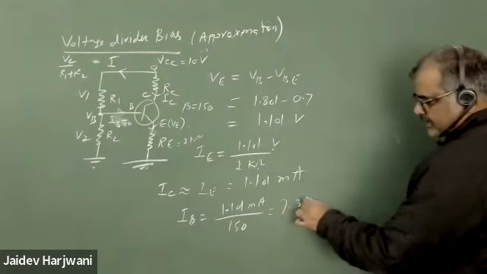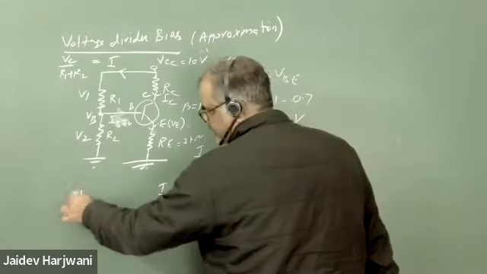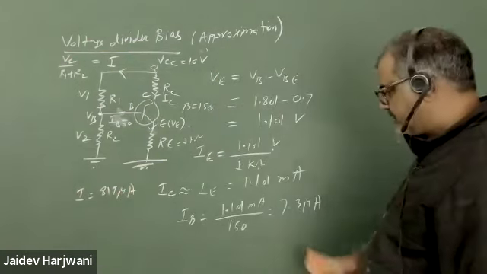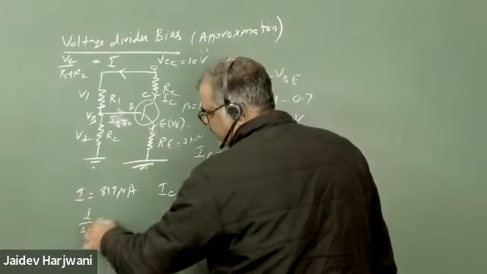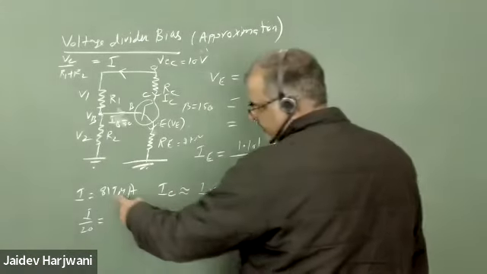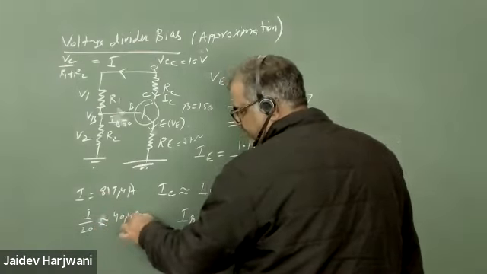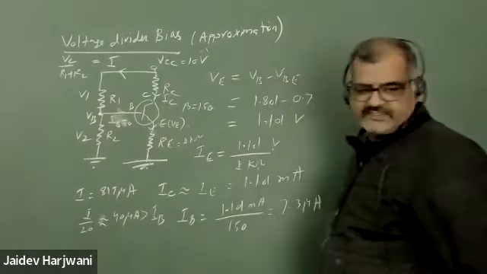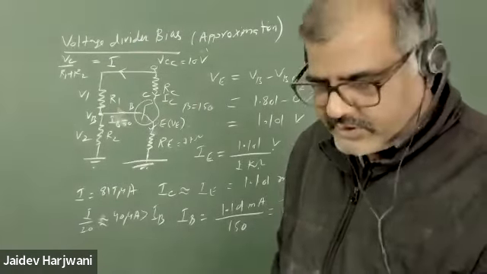7.3 microampere. Okay. And what was the actual I value? 819 microampere. Correct. So if you divide this by 20, you make I by 20. Still, this is greater than this IB, isn't it? This will be around 40, almost I by 20. So almost 40 microampere, and that is also greater than this IB. So your approximation method is correct. Okay, you can go with this solution.